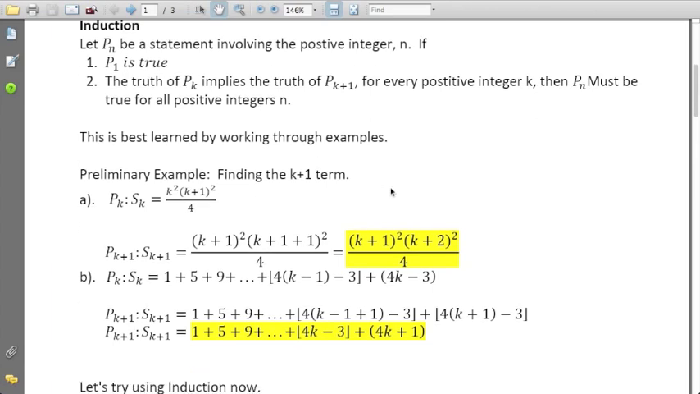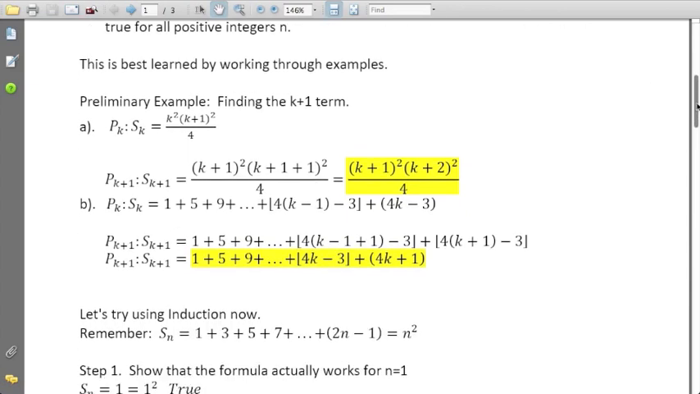I've tried to color code a few things that kind of make sense, and hopefully by the end of this, it'll make a little bit more sense. The best method for learning this is definitely just to go practice and do the problems yourself. So let's look at a couple. This is not induction. This is just the part that is the most work. This is a preliminary piece.